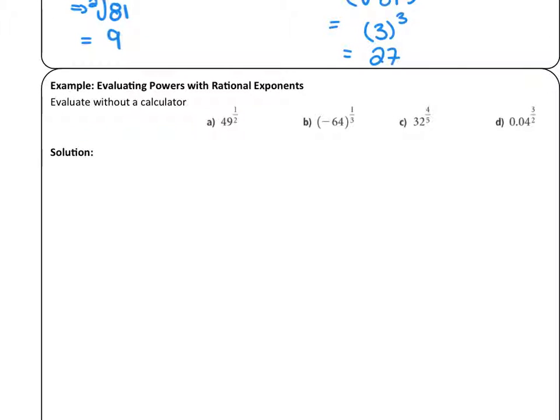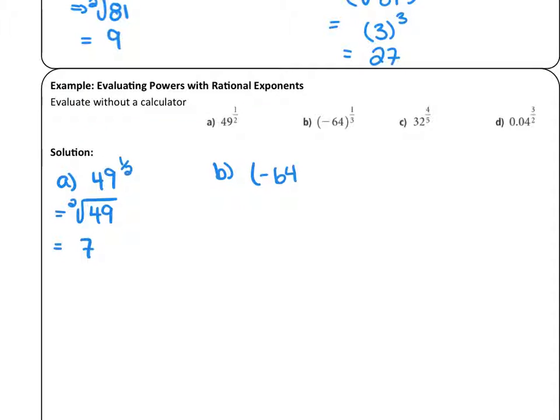So, evaluating powers with rational exponents. We're going to try to do it without a calculator. So A is 49 to the 1/2. So 1/2 I said was just a root, so this is the same thing. And then the root of 49 is 7. That one's super easy.